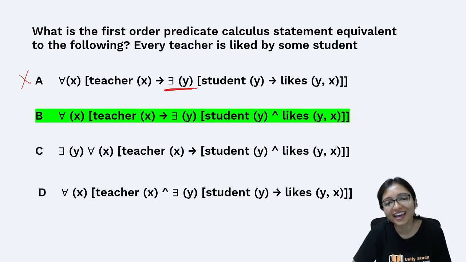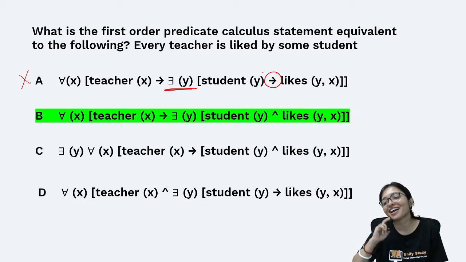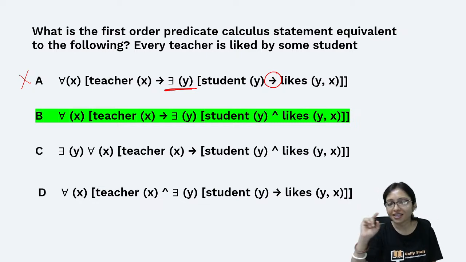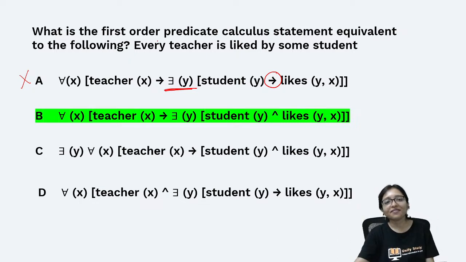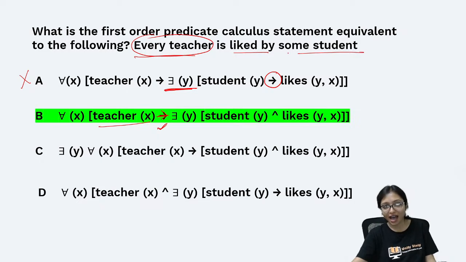Here you are using there exists, and here you are using implication. How? Just now I told. There are two things. Every teacher is liked by the student. Every teacher means for all teacher, that is teacher x. So with the for all, I will use implication. That is correct. But some student, there exists.